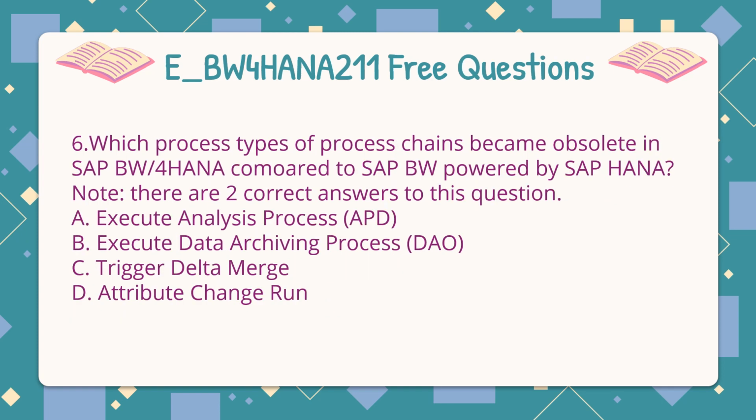6. Which process types of process chains became obsolete in SAP BW/4HANA compared to SAP BW powered by SAP HANA? Note: there are two correct answers to this question. A. Execute Analysis Process, APD, B. Execute Data Archiving Process, DAP, C. Trigger Delta Merge, D. Attribute Change Run.